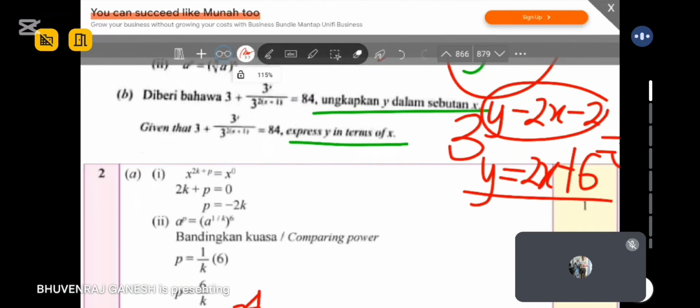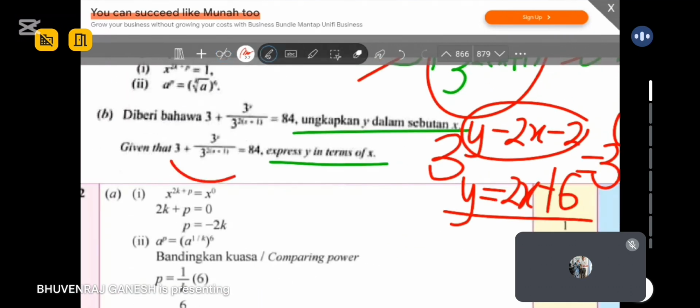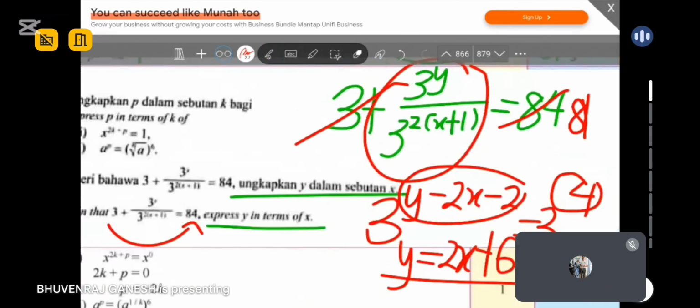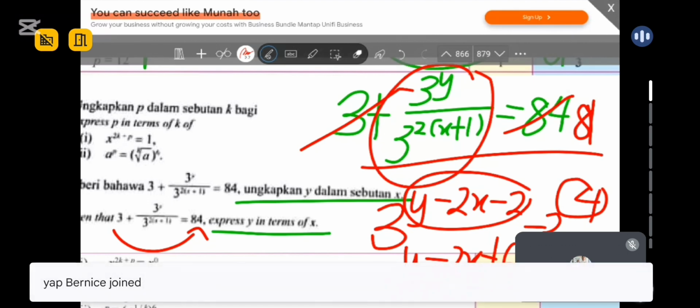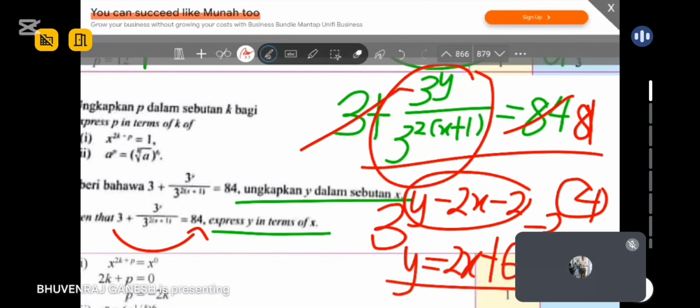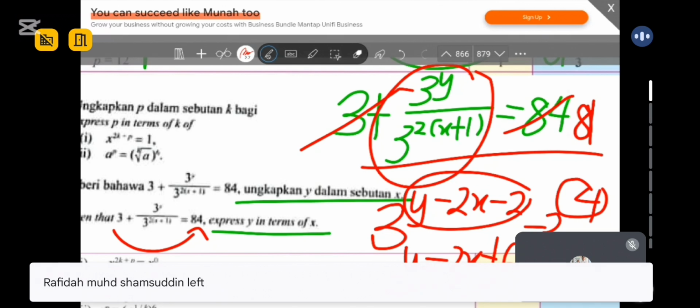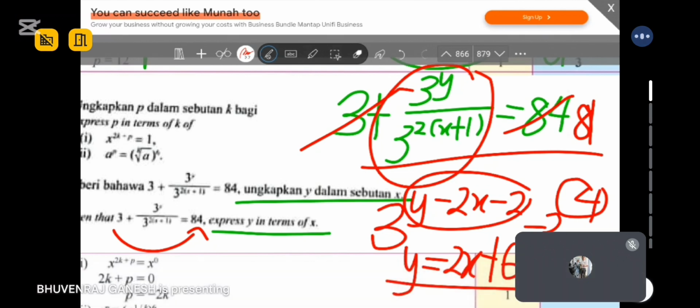For question B, first step, you shift the number 3 to the right-hand side. So 84 minus 3, you get 81. Am I right? So you will have this equation over here. And 81 is 3 power 4. So you change everything to base 3. Your main aim in index is to change everything to the same base, which is base 3 in this question. Then you just apply the indices rule.